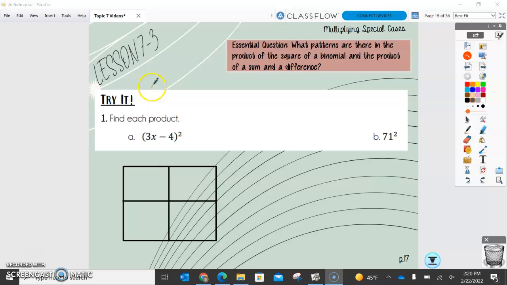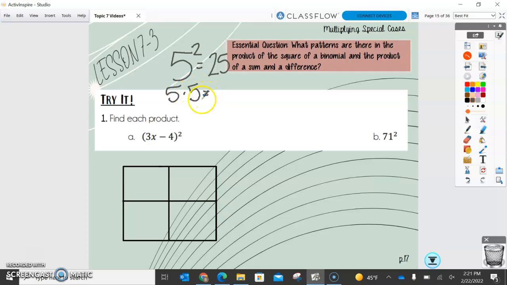In lesson 7-3, we're still just multiplying polynomials. There are some special cases though. Let's recall what it means to square something. If you were asked what 5 squared is, most people will just answer 25. But let's talk more importantly about what that means.